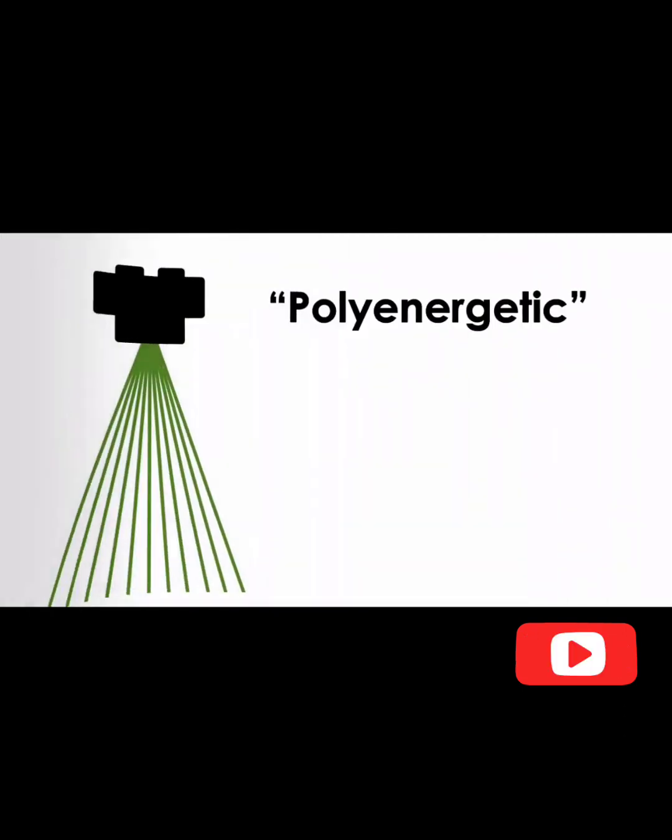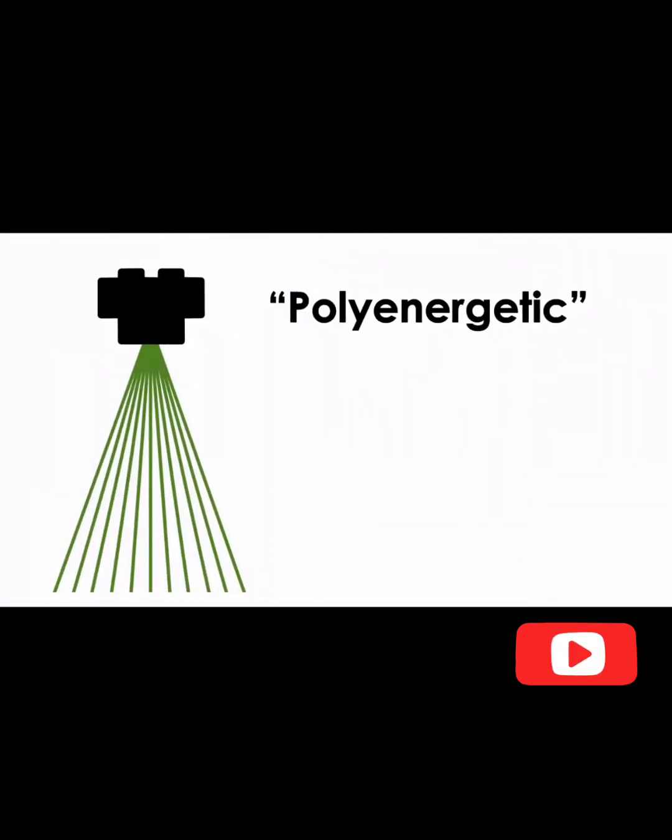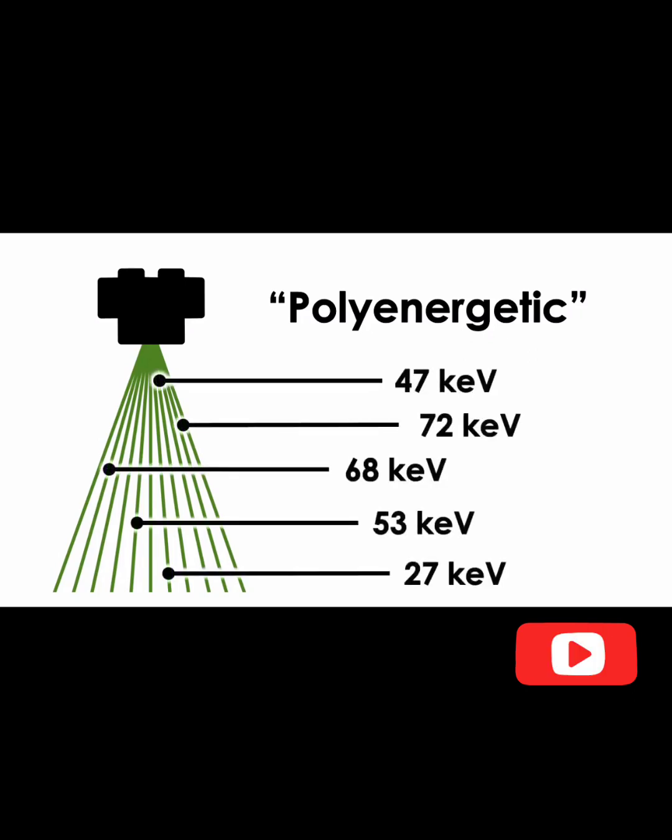So here's the thing about an X-ray beam. It's not made of just one energy. The X-ray beam is what we call polyenergetic, and that just means there's lots of energies. There's millions of photons in the X-ray beam, and all of these photons have a wide range of energies, some high and some low.